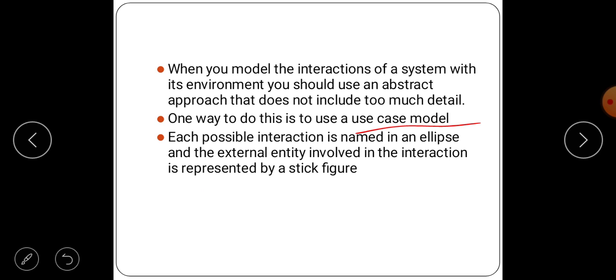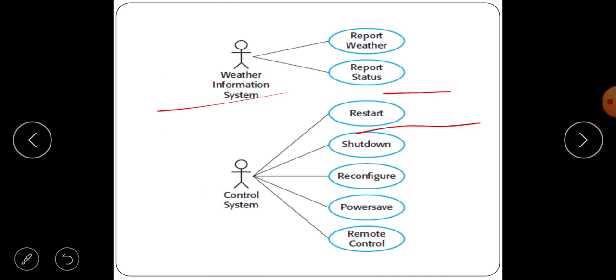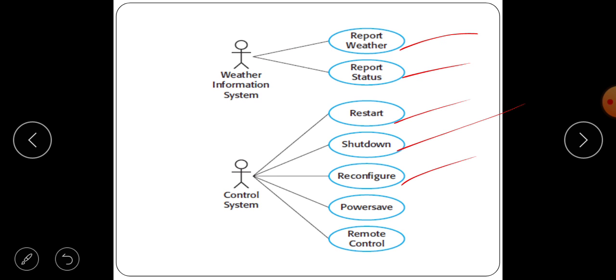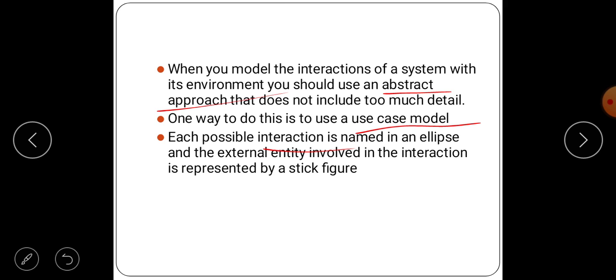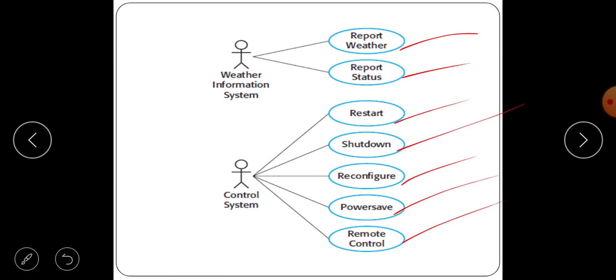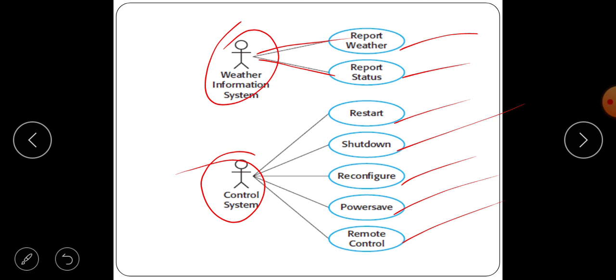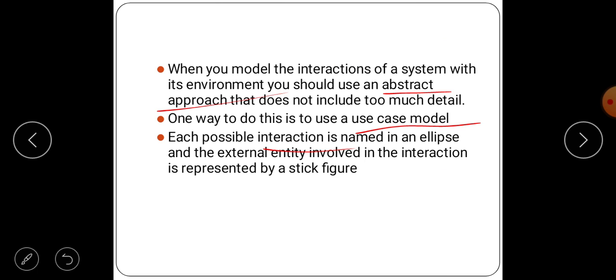Using the use case model we can represent the abstract approach. Each possible interaction is named in an ellipse: report weather, report status, restart, shutdown, reconfigure, power save, remote control. These are the possible interactions. The external entities involved in the interaction are represented by stick figures. This line represents the interaction between the external entities and the possible interaction. This is the representation of the abstract approach using the use case model.